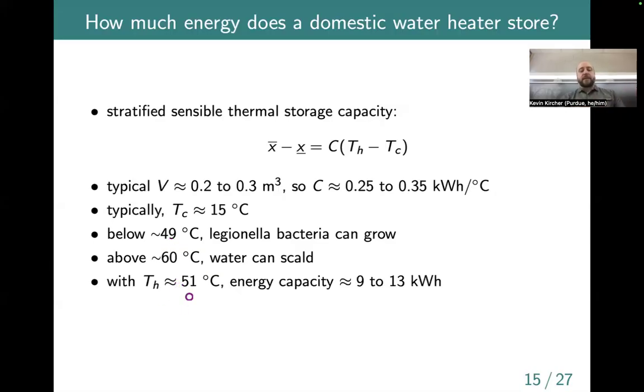So pick, I don't know, a kind of random number, 51 C, and basically plug in T hot, T cold, and the thermal capacitance, and you get kind of order 10 kilowatt hours of thermal energy stored in a typical water heater. So that's comparable to the amount of energy that would be stored, for example, in a Tesla Powerwall, one of the common forms of electrochemical battery storage. But remember, we're storing thermal energy in a water heater versus electrical energy in a battery. And so there's kind of a difference in sort of quality of stored energy there.